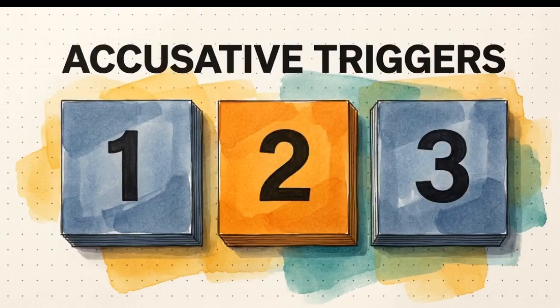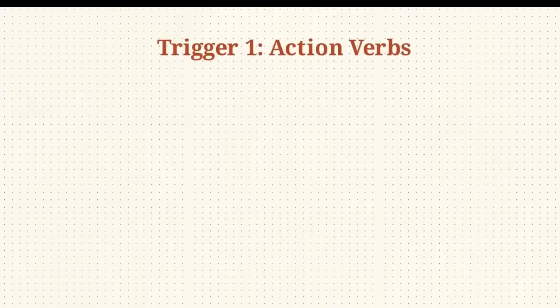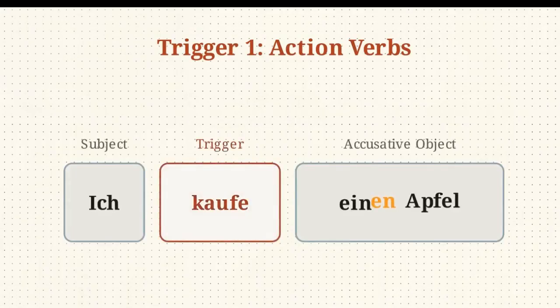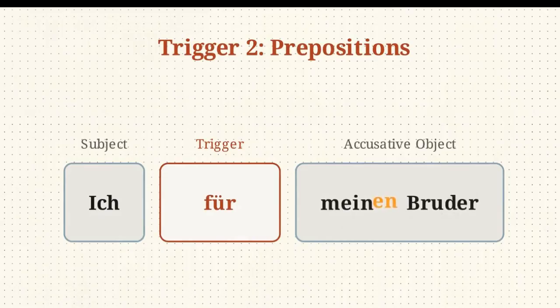There are 3 specific triggers forcing a German sentence into the accusative state. The first trigger is common action verbs, like kaufen or essen. I buy an apple becomes ich kaufe einen Apfel. The second trigger is specific prepositions. Words like für and ohne mandate the accusative case for whatever noun follows them.